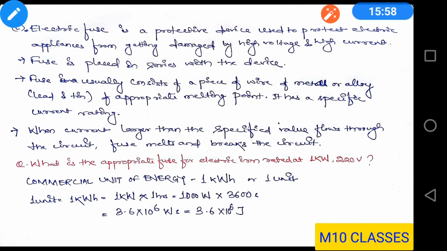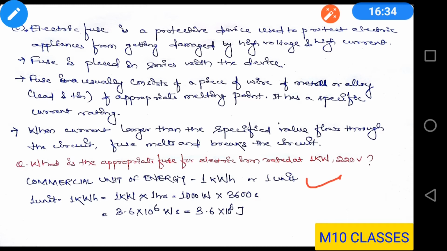Next comes the commercial unit of energy. Every month, at the end of the month, the electric department provides you with an electric bill that shows how much electric energy you have consumed and how much you need to pay. The electric bill shows you have consumed, let's say, 87 units. What is this unit? This commercial unit of energy is 1 kilowatt hour, which is called 1 unit.